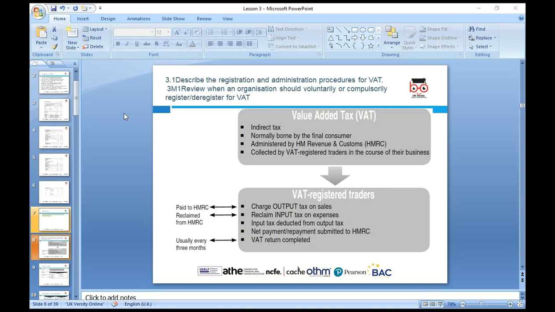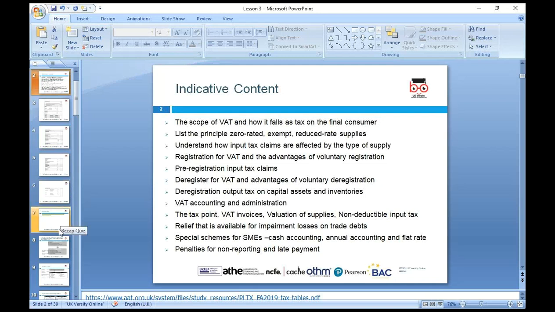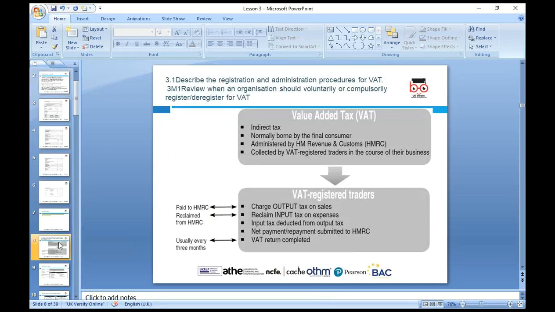Okay, we'll start our lesson. As I discussed earlier, in 3.1 we are discussing how to describe the registration and administration procedures. Indirect tax, which in other countries is called GST, we call VAT, value added tax. Normally the final customer pays the VAT, which is administered by HMRC and collected by the VAT registered trader in the course of their business. We also discussed the indirect taxes and explained what we are supposed to do, and now we are discussing 3.1.